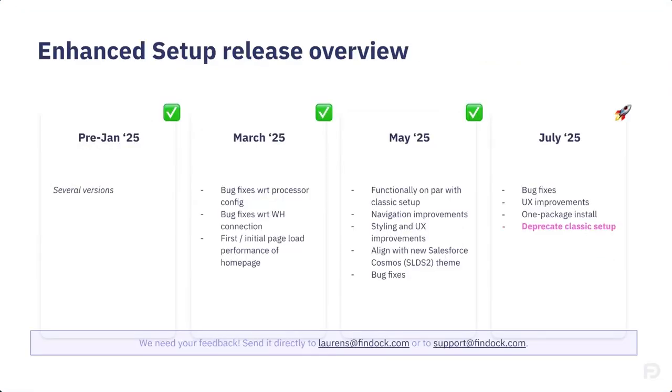We've been on a pretty long journey by now, where we've created several versions of this setup, and in the May release, we have made this setup on par with our classic setup, at least on a functional level. We've also done a couple of native navigation improvements. We've improved the styling and the user experience, and we've made sure that the new Salesforce Cosmos theme, which runs on the SLDS 2 design system, also works nicely with our new setup. And we've implemented several bug fixes that were either found by customers or that we found ourselves.